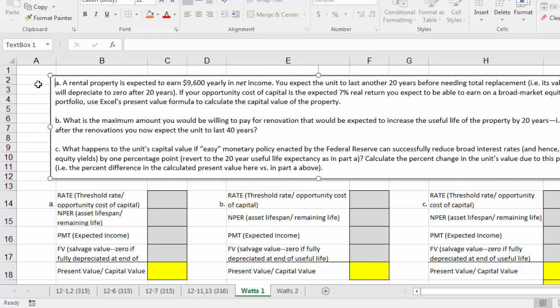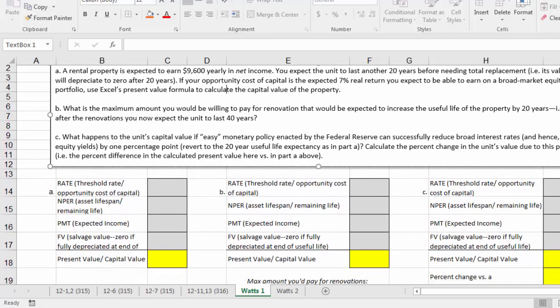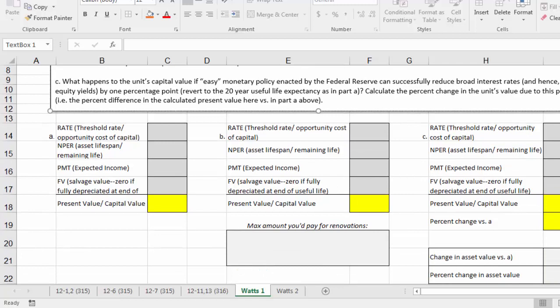And then we're going to use Excel's present value formula to calculate the capital value, which is the present value of the property. Okay, so let's move down. Now we're going to do that over here in A. The threshold rate, 0.7. I've already got that as a percent, so just type in 7%. Asset lifespan, we said, is 20 years. The expected income per year, $9,600. And then this future value, let's just run that as 0.